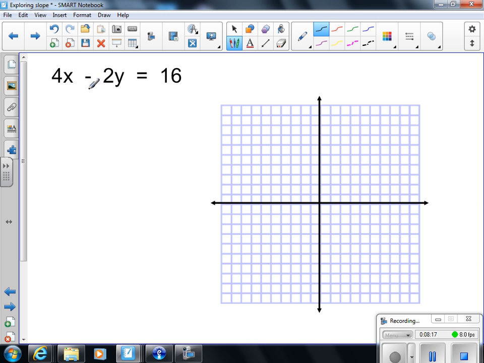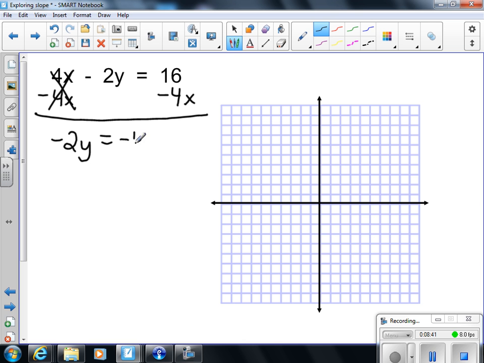Let's try this one. We have 4x minus 2y equals 16. We need to get y by itself. So as an equation, I need to move everything to the other side. I'm going to do so by getting rid of the 4x, just like when I do an equation to move anything to the other side. I do its opposite, and I'm left with negative 2y, because this is all gone, equals negative 4x plus 16.